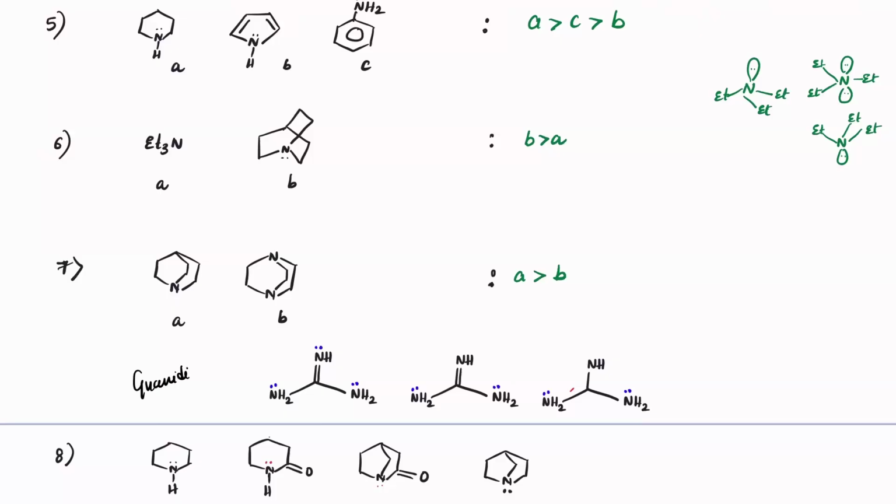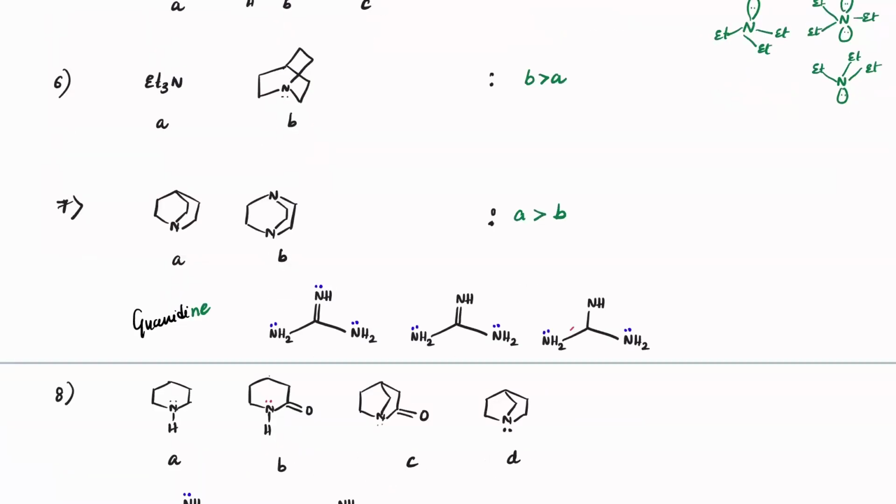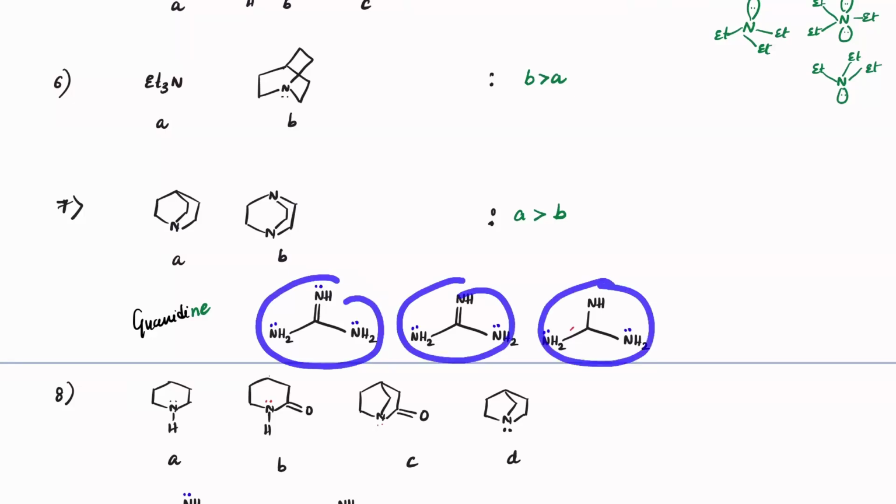Okay. Next, if you may remember, this is guanidine form. So these are guanidines. This is a guanidine. And guanidine is an exceptionally strong base, correct? Because of its very, very stable conjugate acid. So these three are the conjugate acid pairs here. Let me show you how it is.